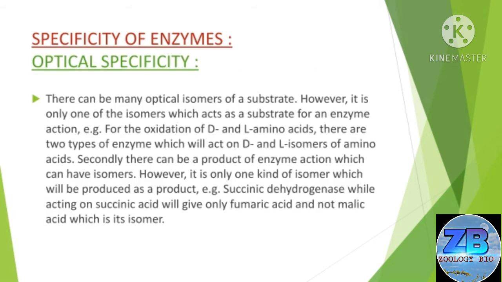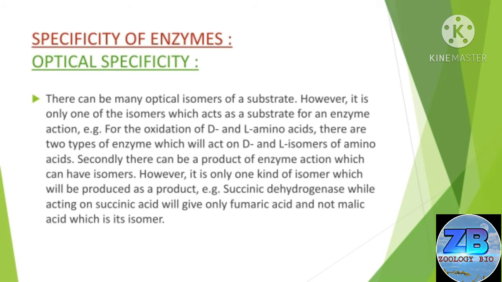Optical specificity. There can be many optical isomers of a substrate. However, it is only one of the isomers which acts as a substrate for an enzyme action. For example, for the oxidation of D and L amino acids, there are two types of enzyme which will act on D and L isomers of amino acids.